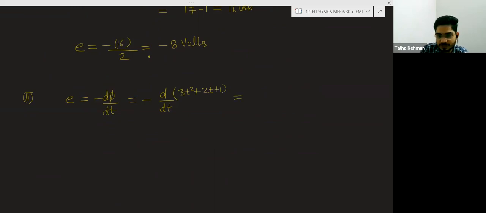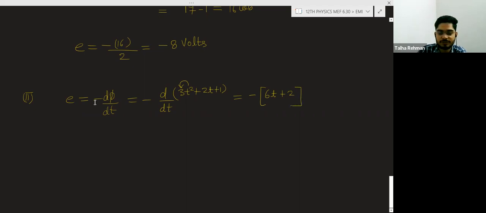So can you differentiate this, 3t square? This will be multiplied here. Here is the minus sign. This will become 3 into 2, which is 6. And here is t square, so here will be only t, means t to the power 1. Here will be 2, because this is t to the power 1. When you subtract 1 from the power 1, it will become t to the power 0, so only 2.